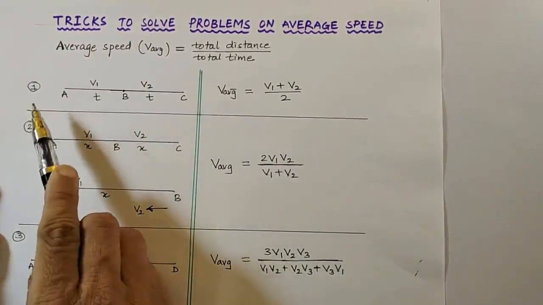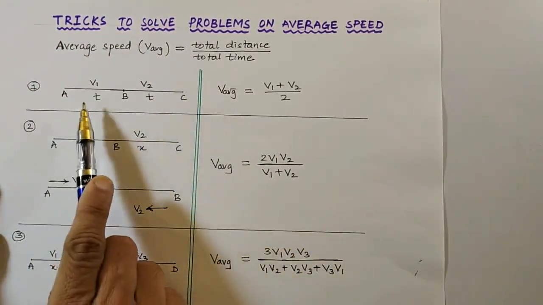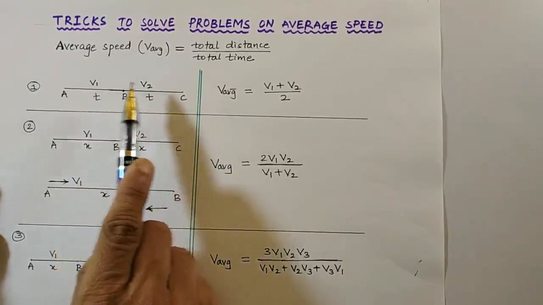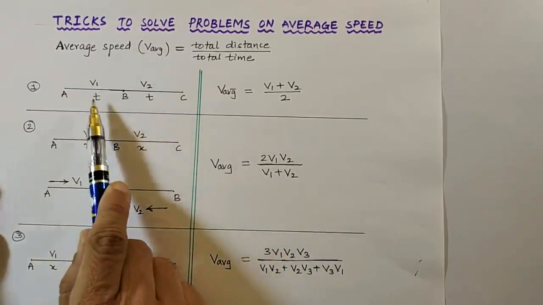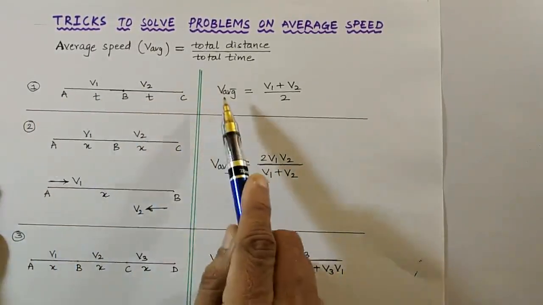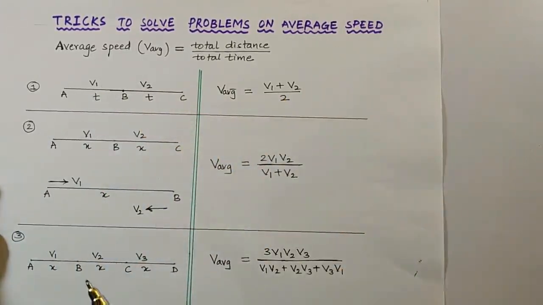In the first case, the body is moving from A to C in two equal time intervals with the speeds v1 and v2. Here the time interval is the same. Then average speed is given by (v1 + v2)/2.